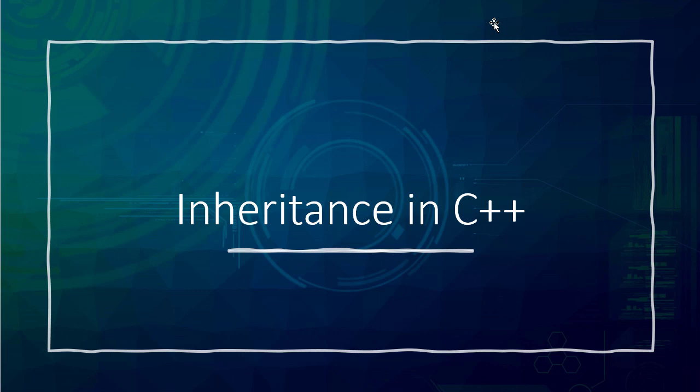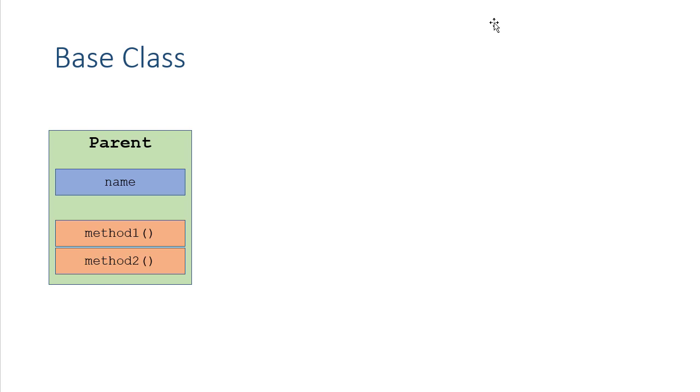In this video, we're going to talk about how inheritance works in C++. So we'll start off with some already defined base class, and this could be any class that we've created in C++. In our example, we'll have a parent class that'll have a name and two methods, and we call the methods method 1 and method 2.